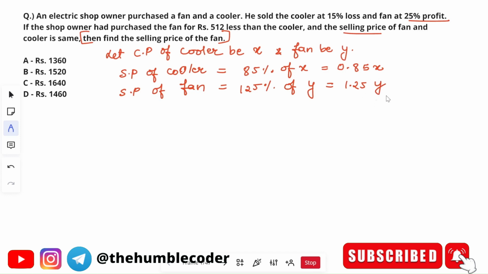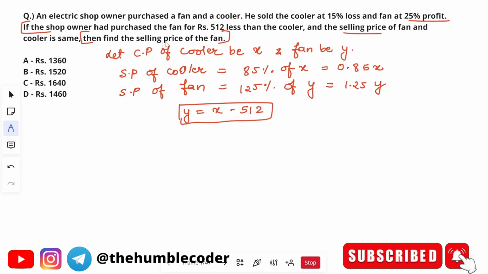So in order to find y, let's see what data is given to us. It is given that the cost price of the fan is 512 less than the cooler. If the shop owner purchased the fan for 512 less than the cooler, it means the cost price of the fan is 512 less than the cooler. Now how can we write this as an equation? The fan cost price is Y, and it is 512 less than that of the cooler, which we have considered as X. So we have formed this equation: y equals x minus 512.